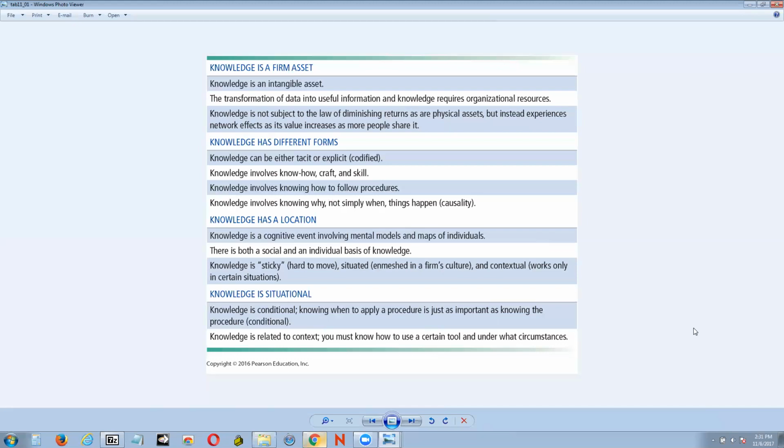And so when they say knowledge is situational, it's a conditional kind of thing. Let me give you one example, and we'll move on from this. I think it's a really good one.